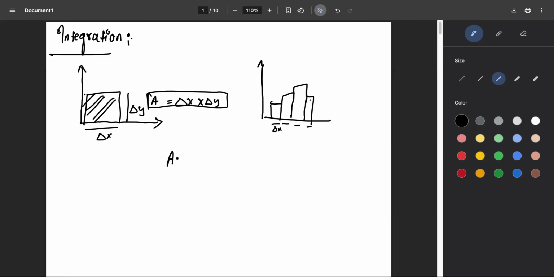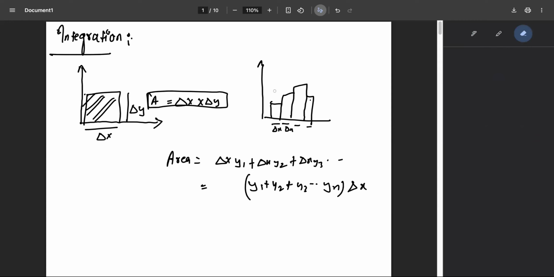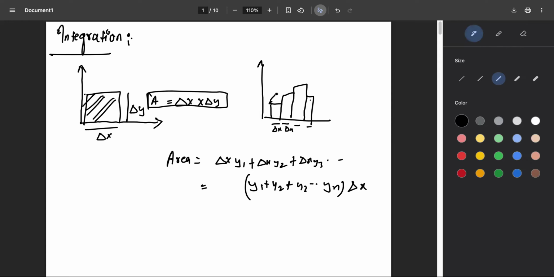So the total area you will say is nothing but a summation. I can write it as delta x into y1, let's say each delta x is the same, plus delta x into y2 plus delta x into y3. Is it? This is what you are going to do. So the final answer is y1 plus y2 plus y3 and so on, up to whatever the n number is, times delta x. Is it what you are going to get? Yes, sir. Okay, now assume this is not what you had to get. You had to calculate something like this.